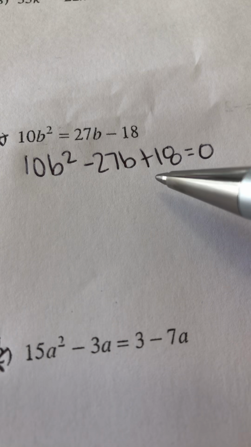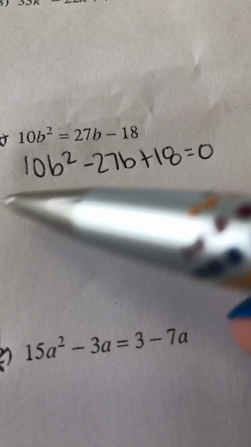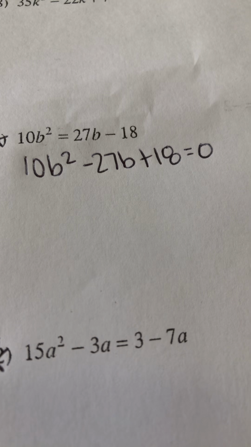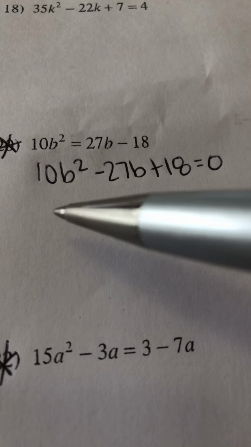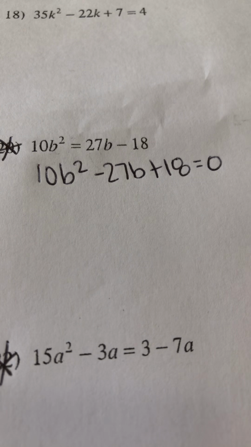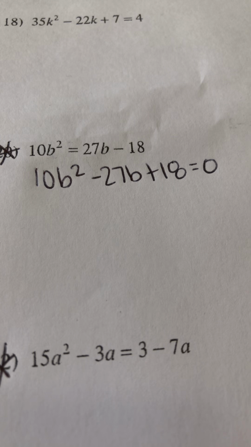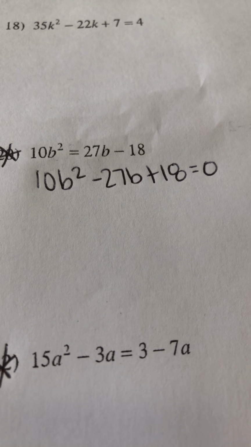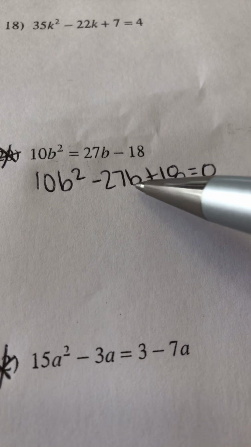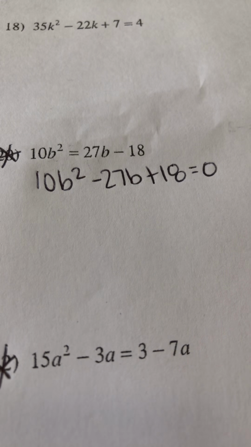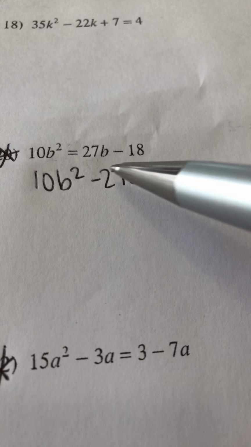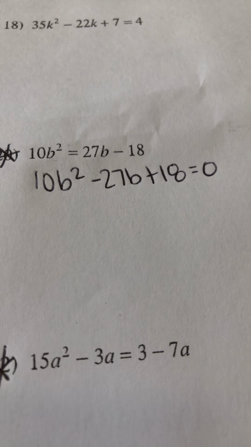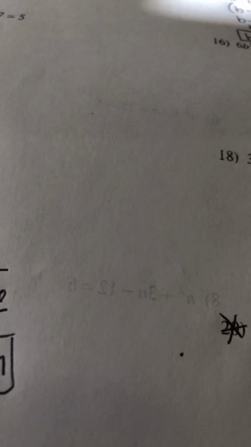At this point, you can factor because I have a trinomial set equal to 0. Check for GCFs. I have 10, negative 27, 18. There is no GCF that will factor out of 10, 27, and 18. I have a b squared, a b, and no b, so I can't factor out a b. So I've got to factor this trinomial. Now I'll go through the steps of factoring that on another sheet of paper here. Let's see, what was it? 10b squared.